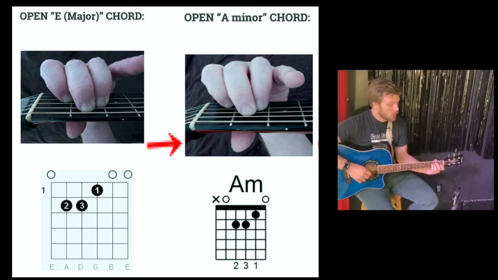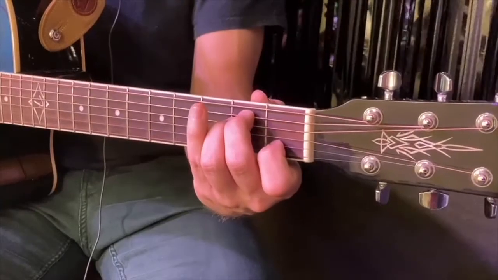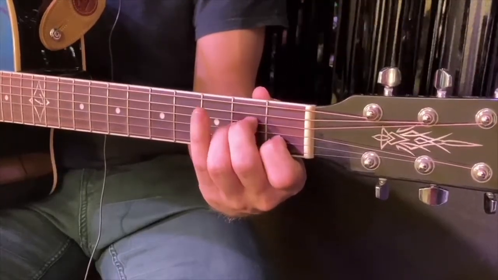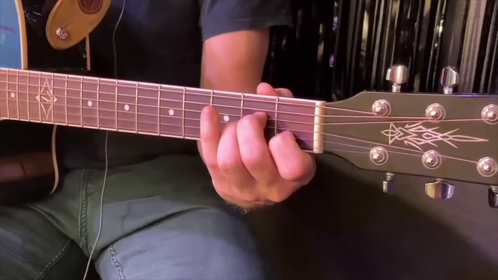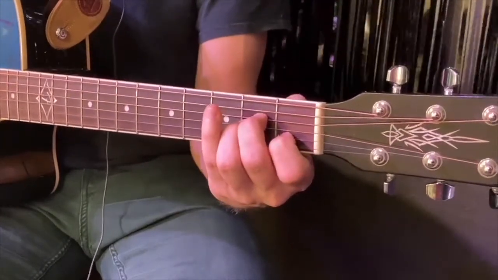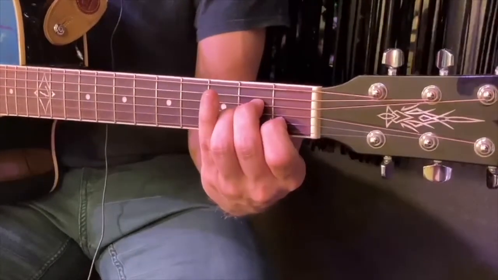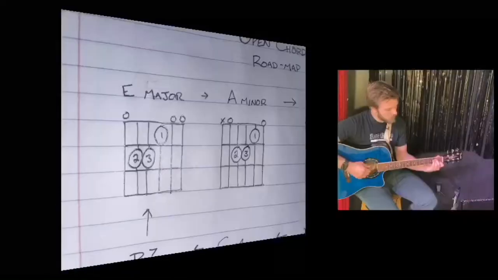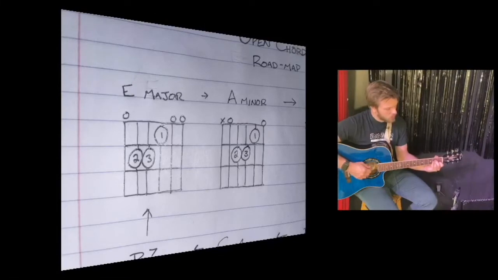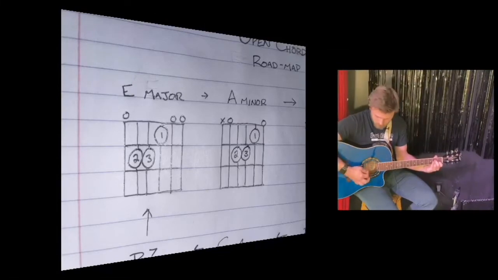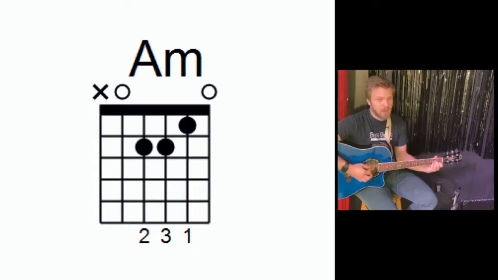You got 2, 3, 1 on the E. You've got 2, 3, 1 on the A, but each finger is moved down 1 string. And the only other difference on this one here is that you'll see the X above the low E string, which means we do not play that string. So we're going to strum this one from the 5th string down. So we're moving each of our fingers down 1 string, and we strum from the A string down now. And we have an A minor chord.